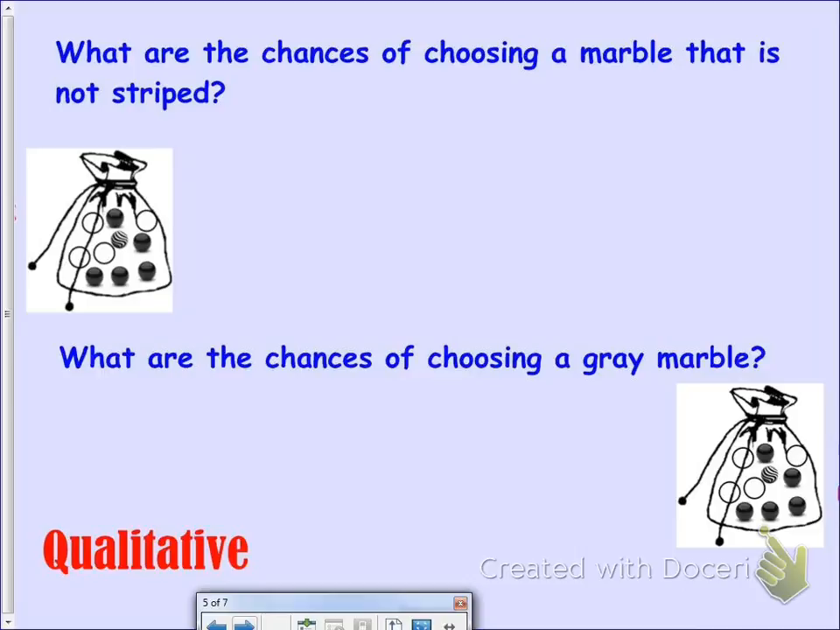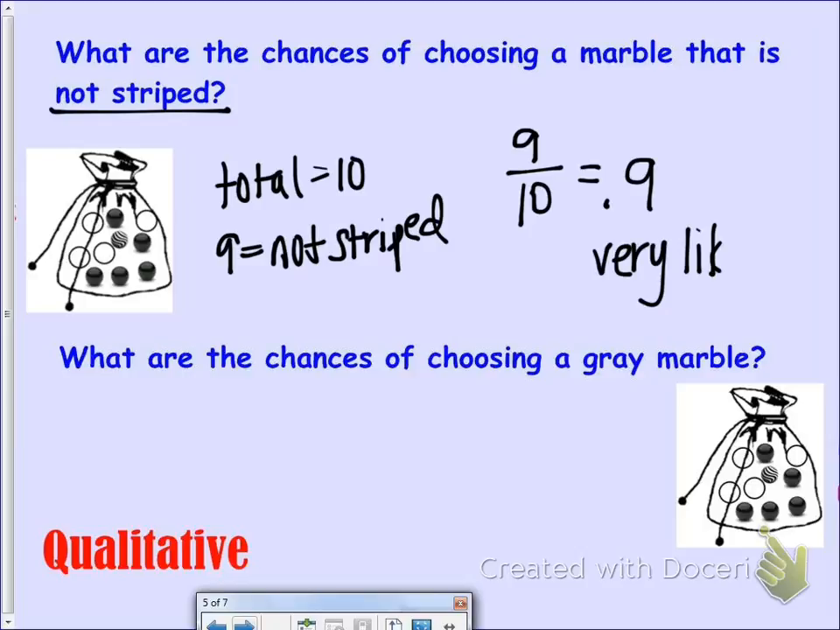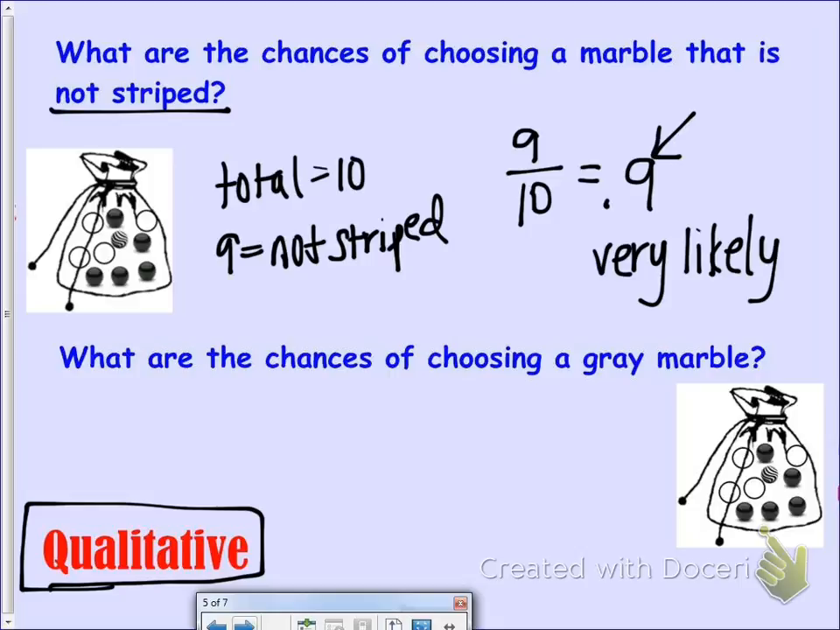So if we look in this bag, we have 1, 2, 3, 4, 5, 6, 7, 8, 9, 10 total marbles. And they want to know the not striped. So there's 1 striped, so that means that there are 9 not striped. So whenever I set up this probability, I have 9 over 10, which is a 0.9 probability. This is a very likely to happen probability. So we are looking for the qualitative if you look down here. So this is the verbal description. This number right here would have been the quantitative, but the verbal descriptions are the qualitative.